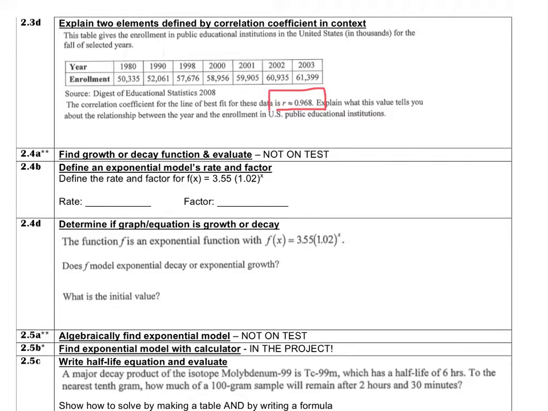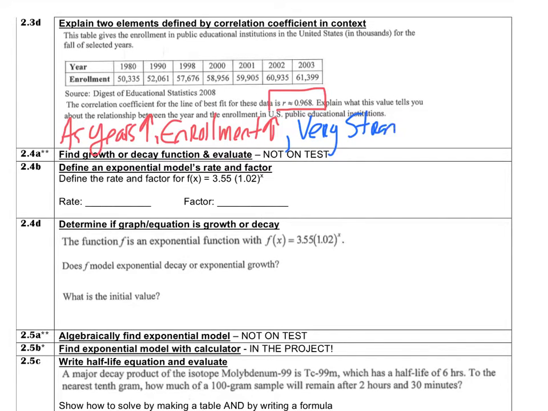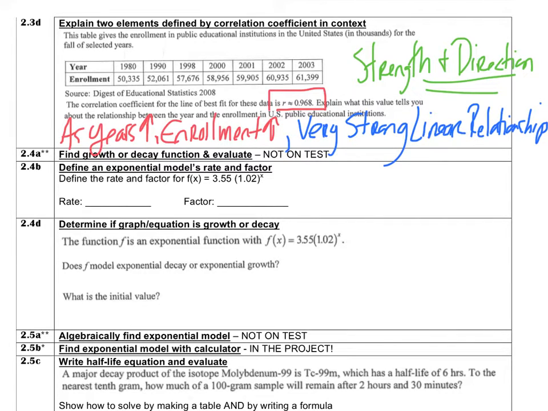Well, the one thing it tells me is, because it is positive, as the years increase, the enrollment also increases. And again, I can tell that because it's a positive number. It means it's sloping upward. The next thing it tells me is this number is very close to 1, so it has a very, very strong linear relationship. So what I got from that is the strength of it and the direction. So keep in mind that that's what it tells you. Those two components are very important.